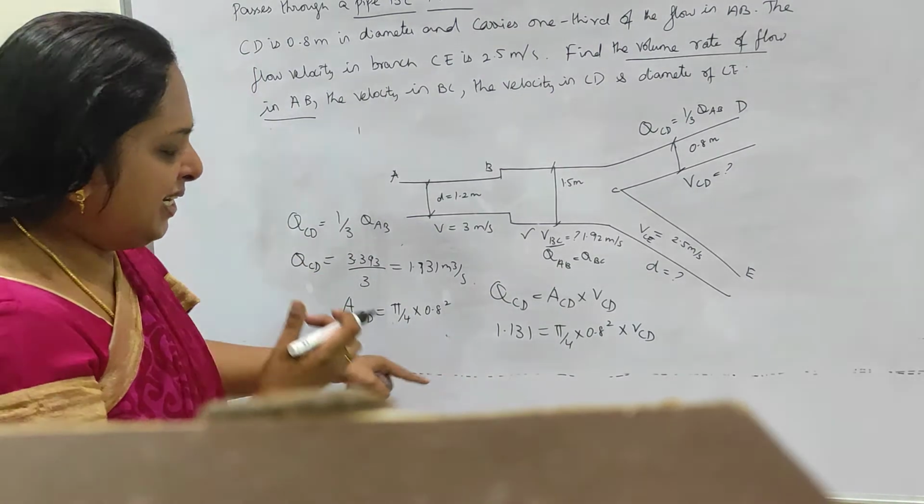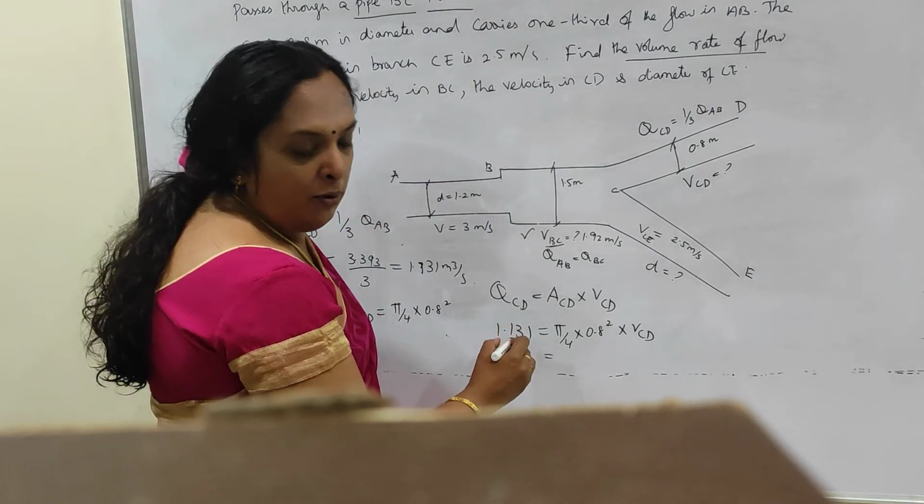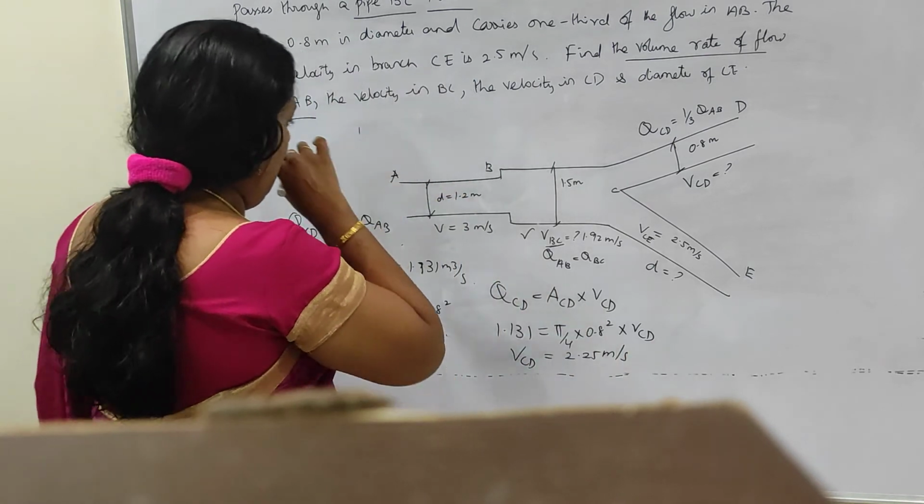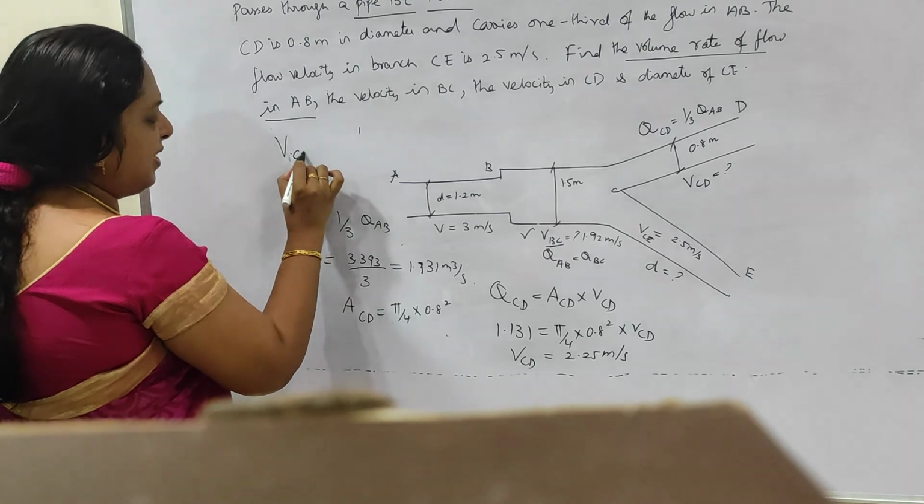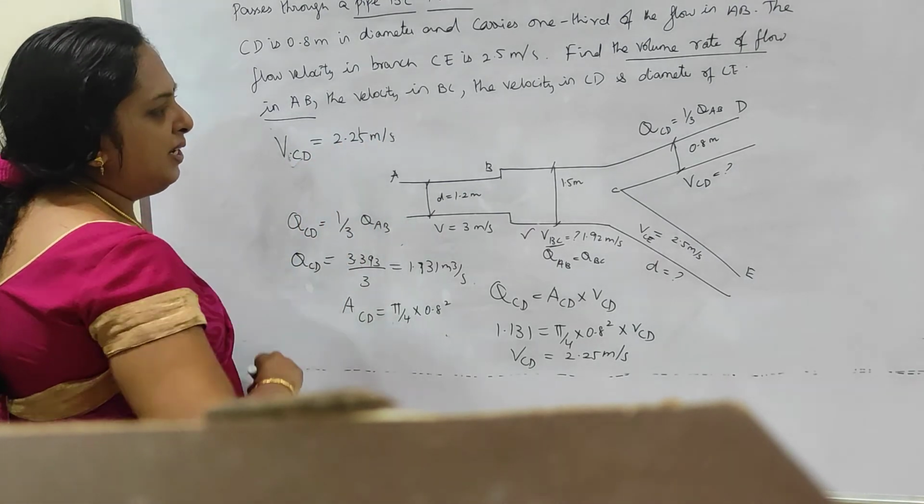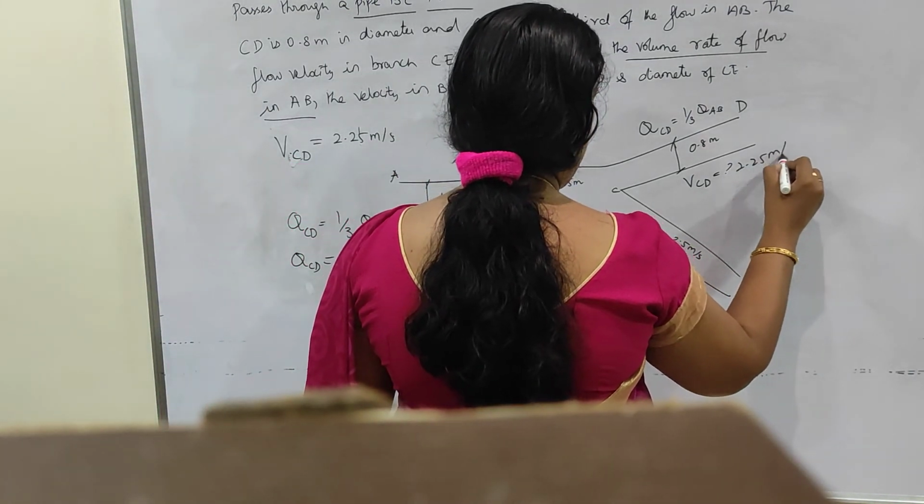So what is VCD? It's very easy to find out from this equation. Just resolve this. You will get the VCD as 2.25 meters per second. That is, the velocity in pipe CD is 2.25 meter per second. So that is also done.